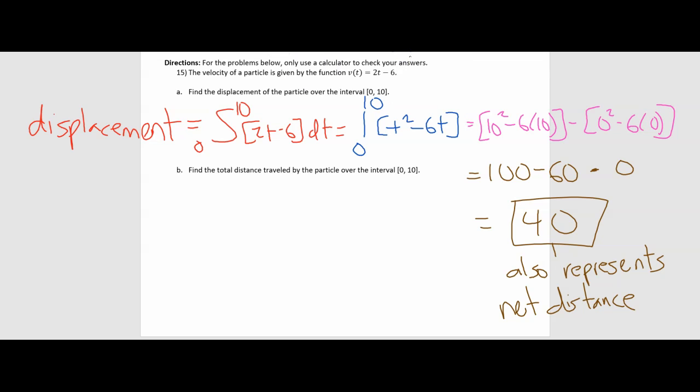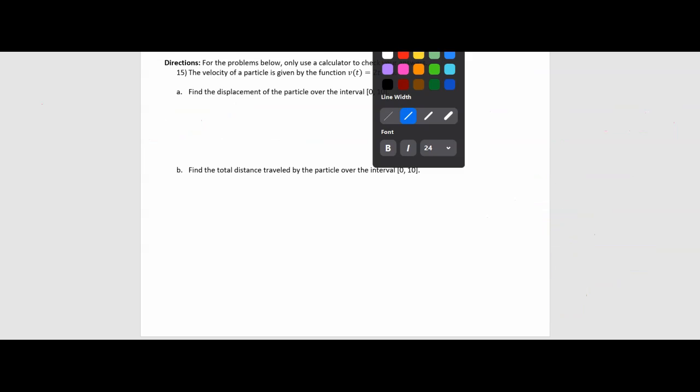Let me get rid of all of this so I have more space. So we're going to set v of t equal to 0. So 2t minus 6 equals 0. I get 2t is equal to 6. I get t is equal to 3. Now again, I kind of showed you that the velocity was going to change signs at t equals 3. You could check just to make sure.